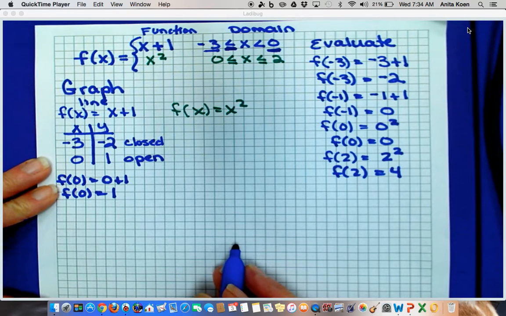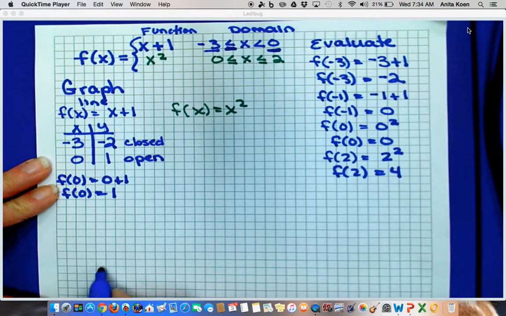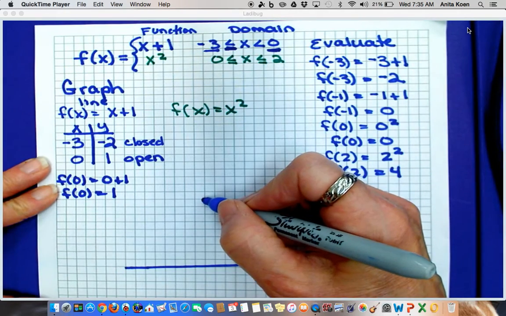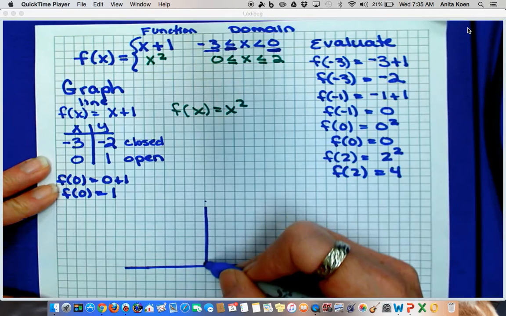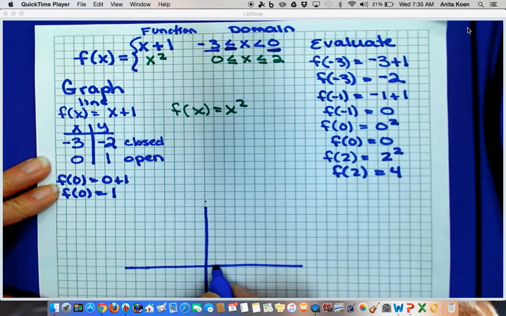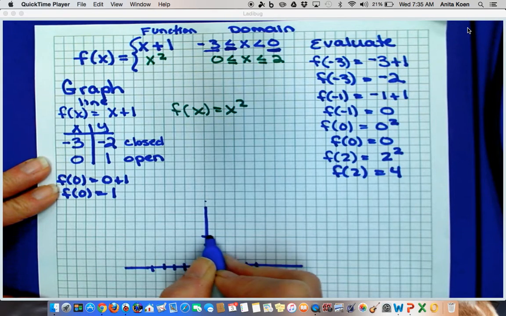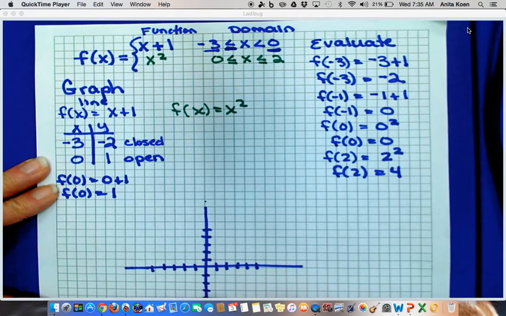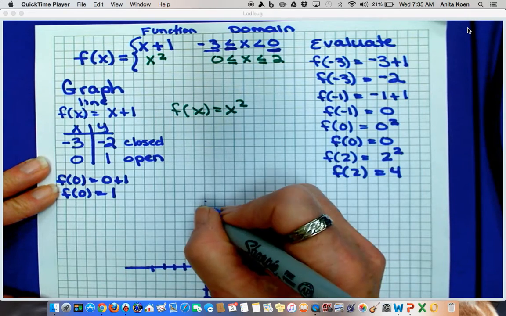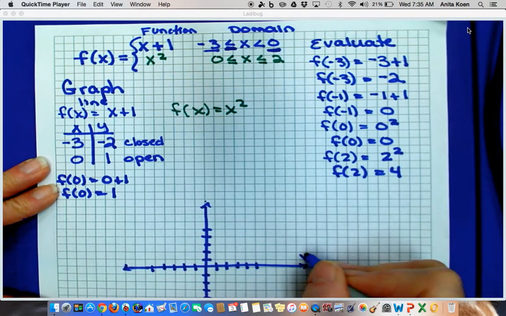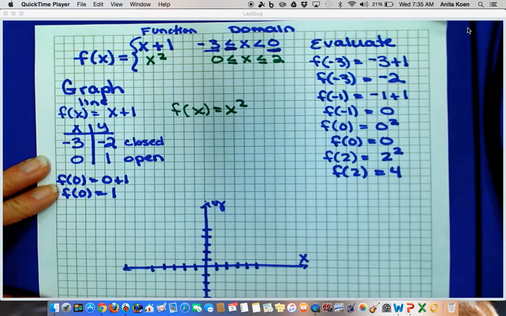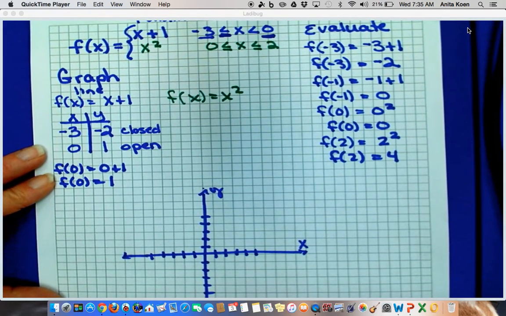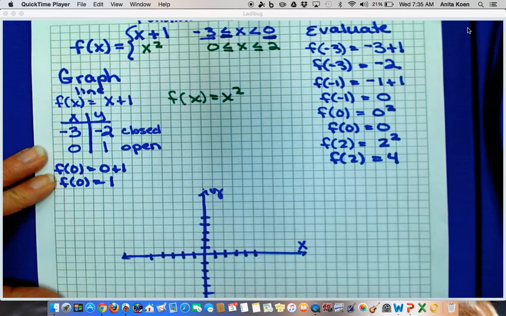Okay? So now I'm going to come down here and I'm going to actually graph this part of the function. So let's see if I can do this quickly and neatly. Okay, so 1, 2, 3, 4, 5. 1, 2, 3, 4, 5. 2, 3, 4, 5. And 1, 2, 3, 4, 5. That should be enough. Okay, so here's my, I'm going to scoot up just a touch. Here is my coordinate plane.